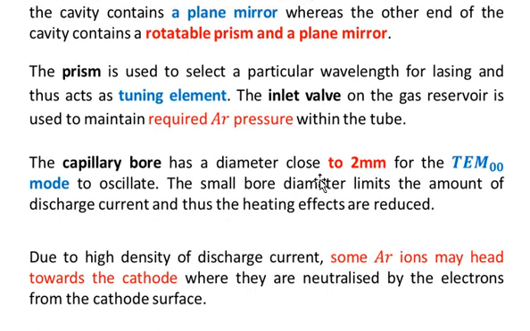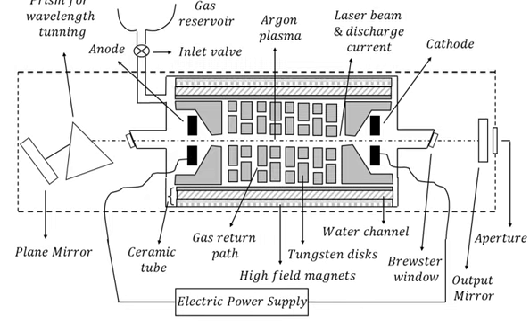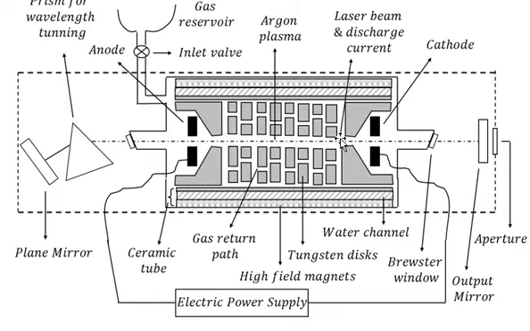The capillary bore has a diameter close to 2 mm for the TEM00 mode to oscillate. The small bore diameter limits the amount of discharge current and thus heating effects are reduced. So let me show you the capillary bore. This is the capillary bore in the center. It has a diameter of 2 mm. This limits the output power as well as the production of heat within the structure.